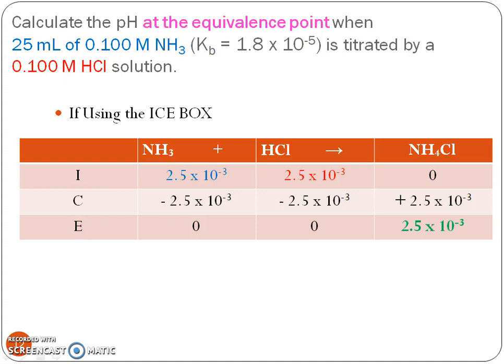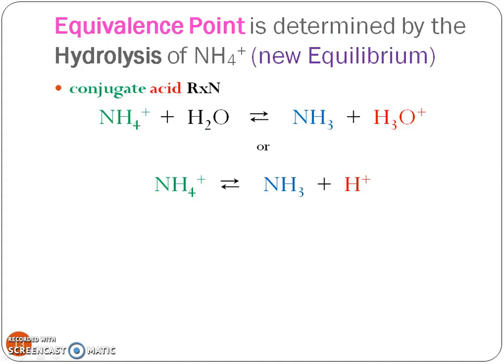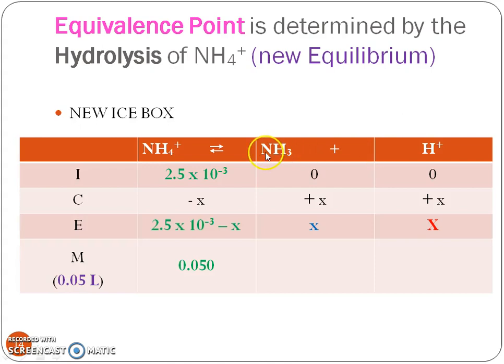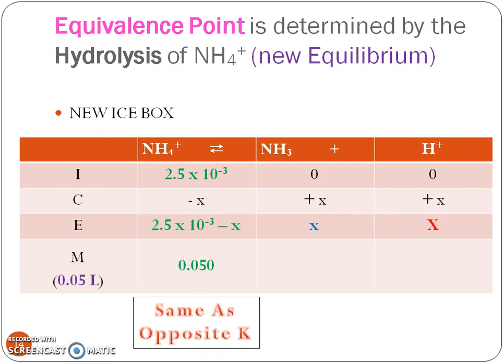So if we did use the ICE box, again, this is our initial reaction going on. All right, now we have none of this stuff and only our common ion. Well, because of that, now we need a new ICE box, right? Because this is going to be a new reaction going on. This is the conjugate acid reaction going on. So we need that new ICE box at the equivalence point. So now we've changed things around and now we only have our weak guy, our common ion, and these are going to be our x values, again dividing by our total liters to find our new molarity, and we just plug and chug into our K, just like our opposite K that we just did.